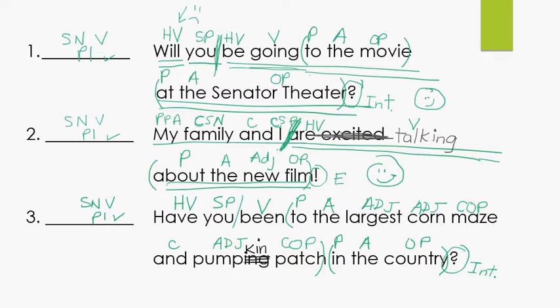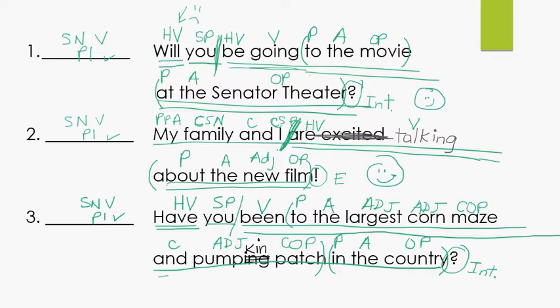So we're going to divide our subject and verb here right before the verb. We're going to underline our complete subject once, you, and our complete predicate twice. And our complete predicate is "have been to the largest corn maze and pumpkin patch in the country." One of these days I'm going to learn how to draw a straight line with my pen and tablet. All right, good job, guys.